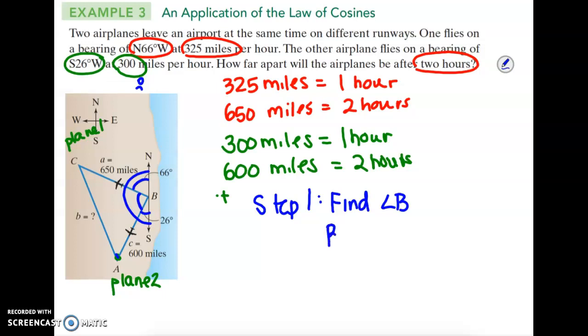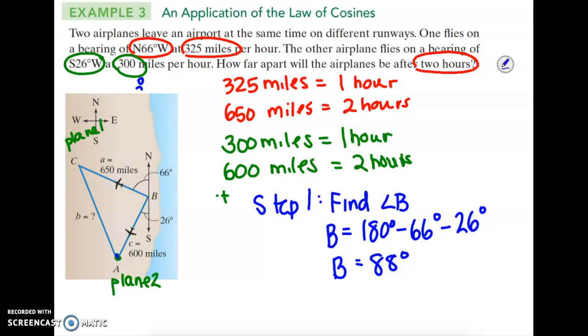So angle B, we're going to subtract the 66, which is the bearing on the first airplane, and the 26 degrees, which was the bearing on the second airplane, and that angle B in the triangle is going to help us later on with our law of cosines. So here's 88 degrees. So now I'm going to go ahead and erase that. I have this angle of 88 degrees in the triangle. So here's my triangle.